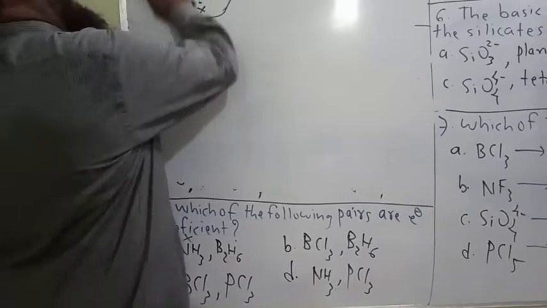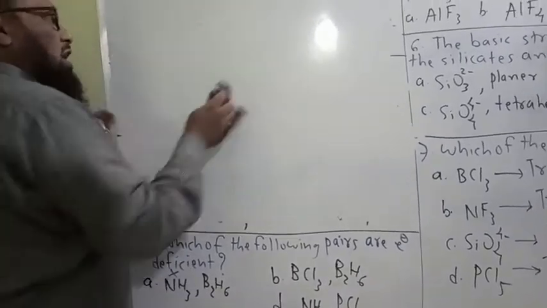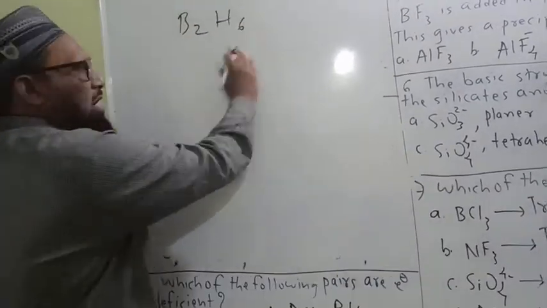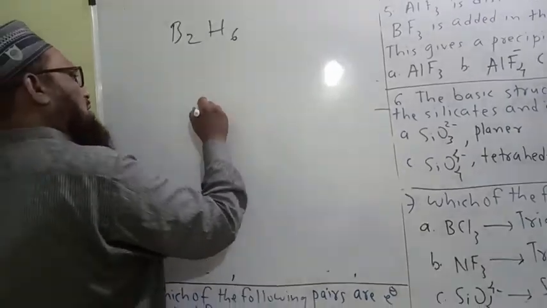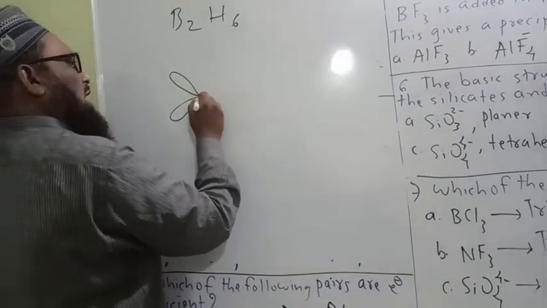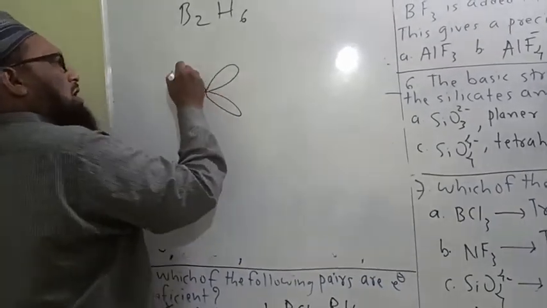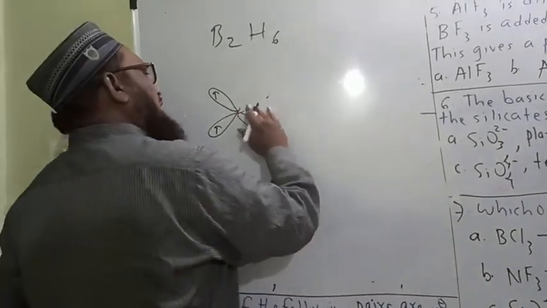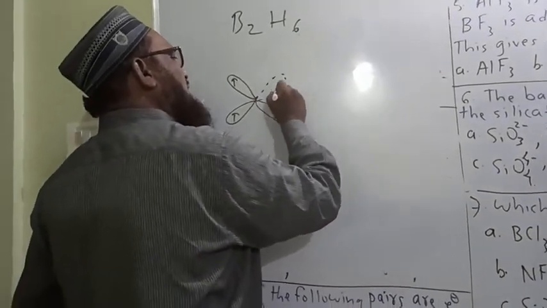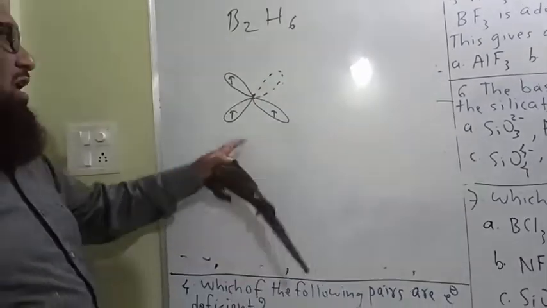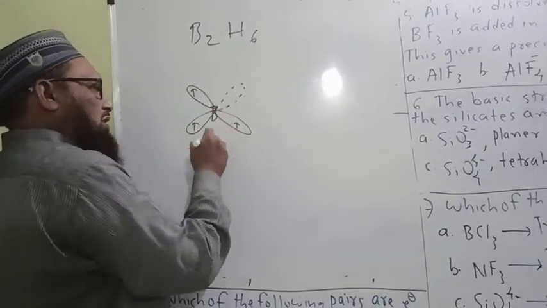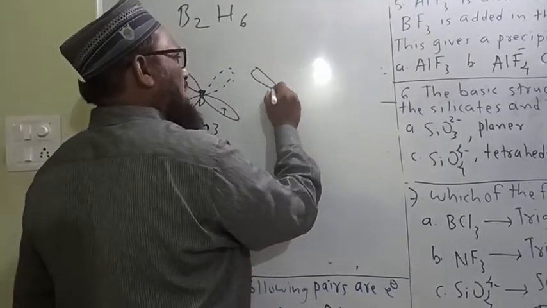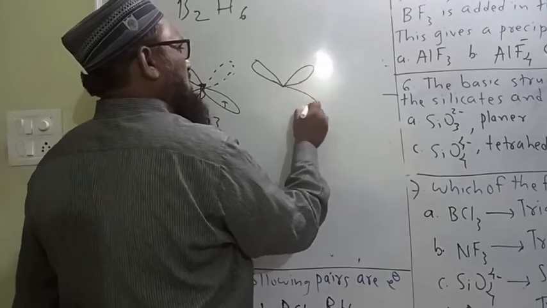B2H6 diborane. Now look here, in diborane B2H6, both the boron atoms are sp3 hybridized. I draw the structure of this sp3 hybridized boron. Here out of the 4 sp3 hybrid orbitals, 1 sp3 hybrid orbital is vacant, doesn't possess any electron. This is the sp3 hybridized boron. Then I draw the second boron atom sp3 in this manner.